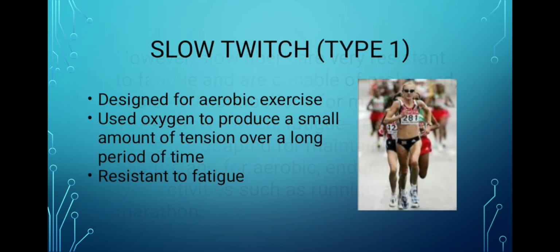Slow twitch, type 1, designed for aerobic exercise. Use oxygen to produce a small amount of tension over a long period of time. Resistant to fatigue.